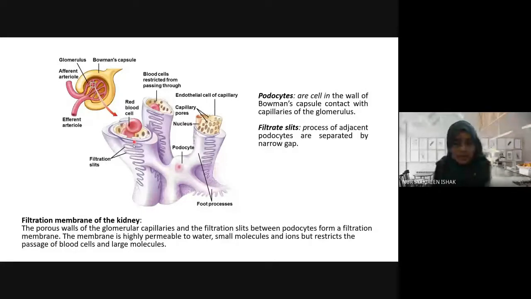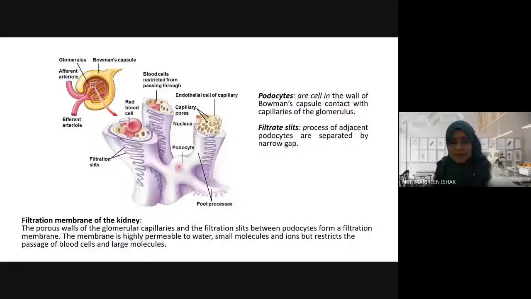Okay, so the membrane is highly permeable to water, small molecules such as amino acids and also glucose and also vitamins and ions, but restricts the passage of blood cells and large molecules such as plasma proteins. So plasma protein, red blood cells memang maintain je dalam glomerulus, okay, sebelum dia keluar ke dalam efferent arteriole.